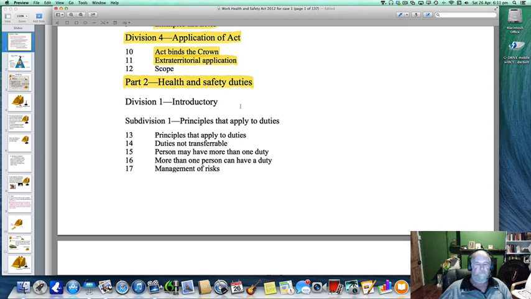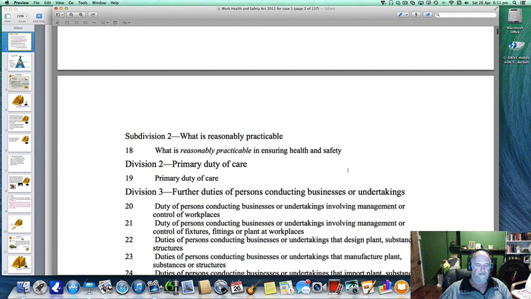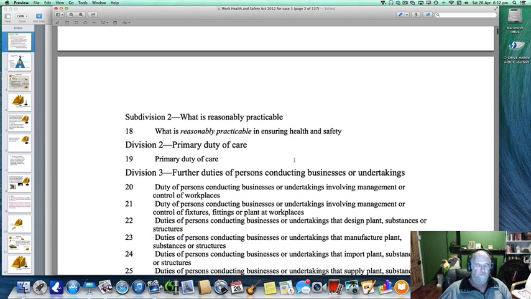So part 2, we've got the principles that apply to duties, and that's very important too. Now, rather than keep going through and through, you see what I'm trying to do. I'm looking at each one and saying, oh yeah, that's probably principles that apply to duties. Duties not transferable. We won't look at that here because there doesn't appear to be anyone trying to transfer a duty. Persons may have more than one duty, not so important. More than one person can have a duty, probably all right. Managing risks, that's going to be a big one, right? Because all of this comes down to managing risks.